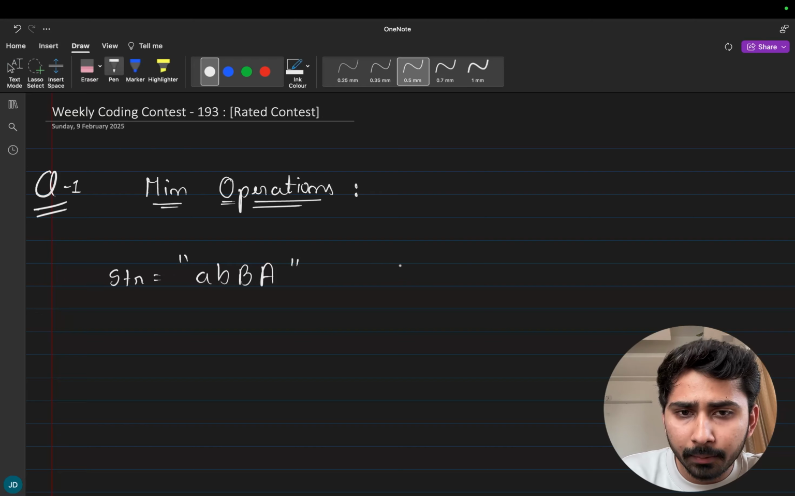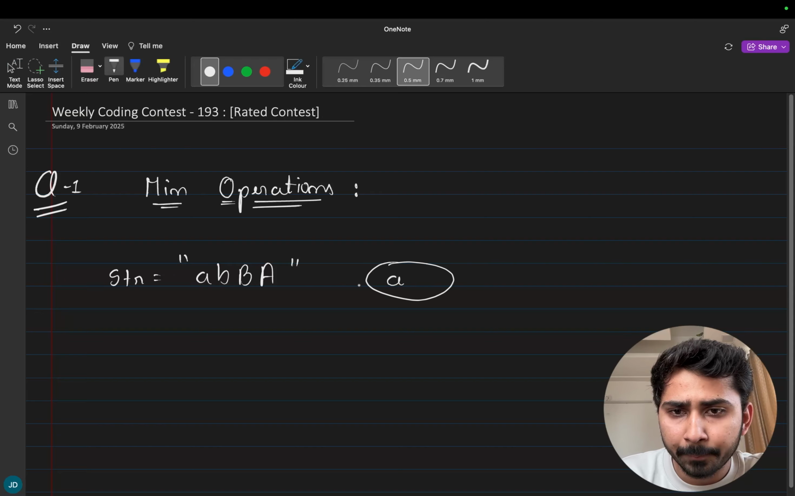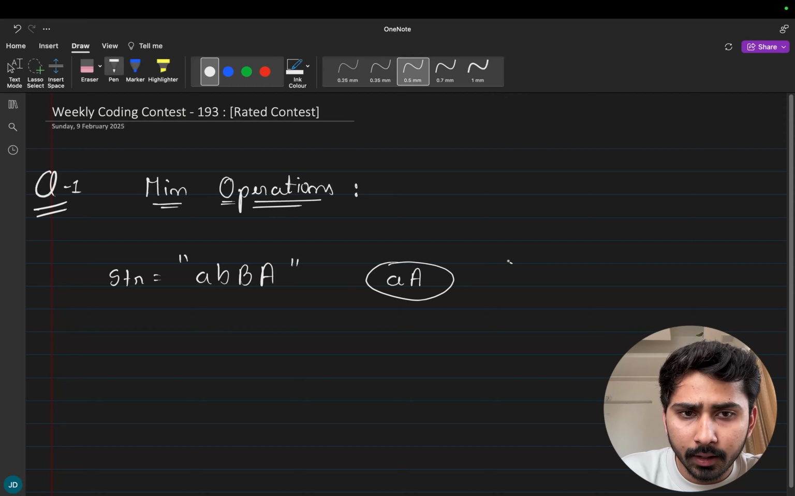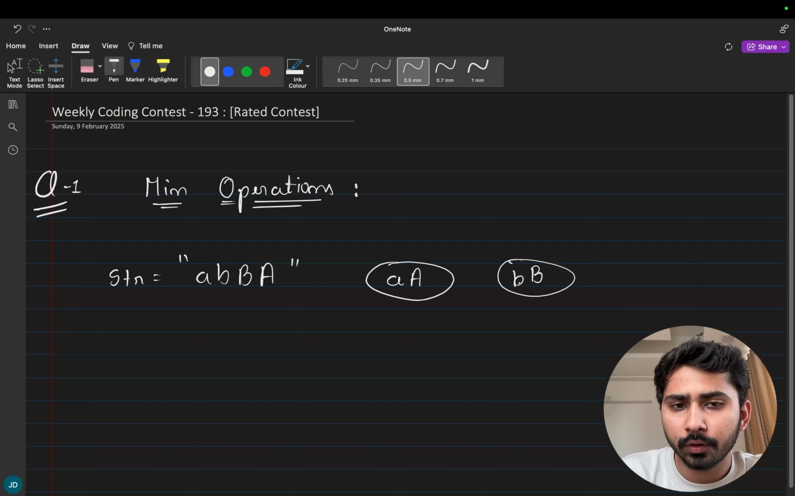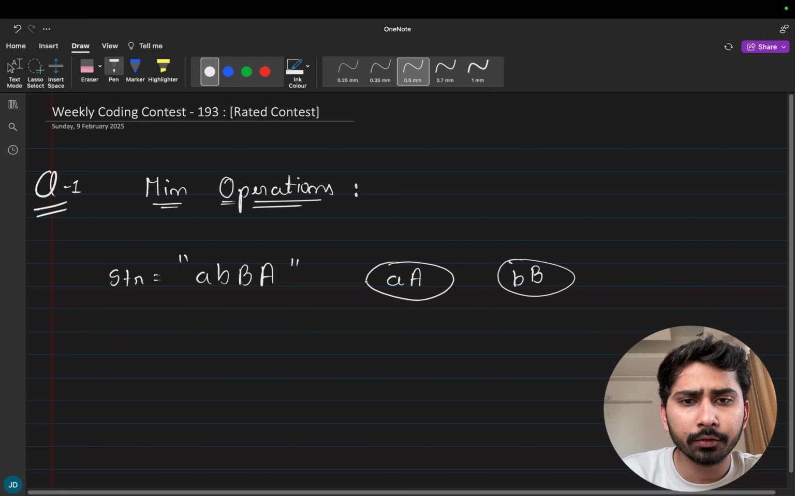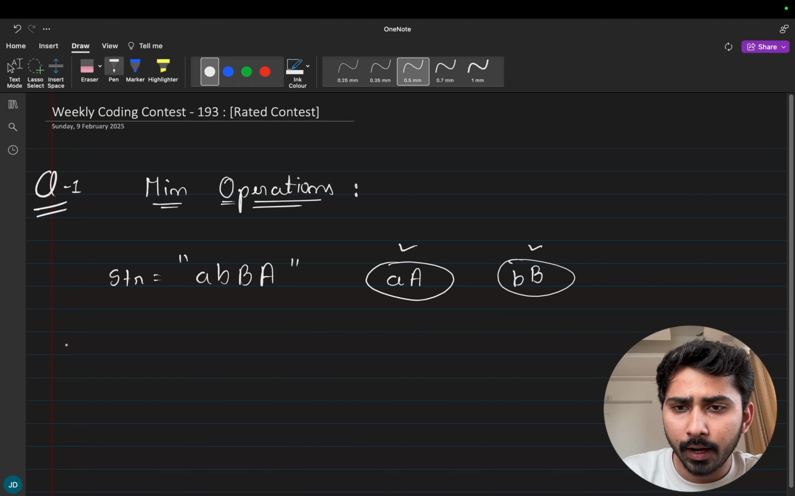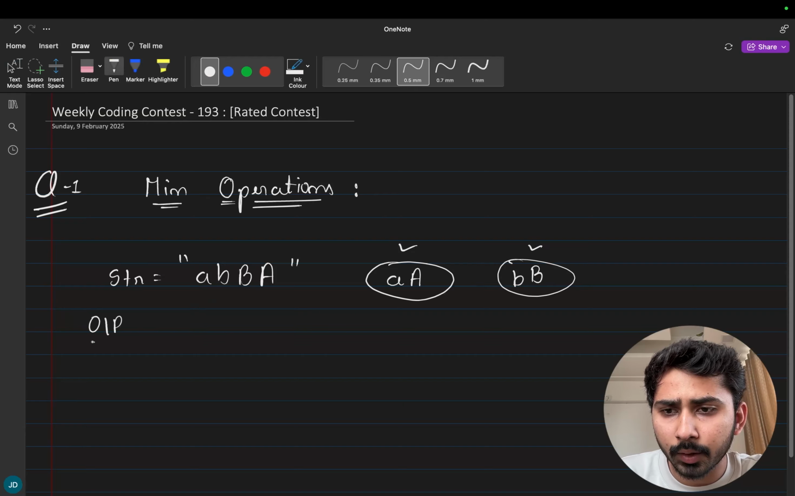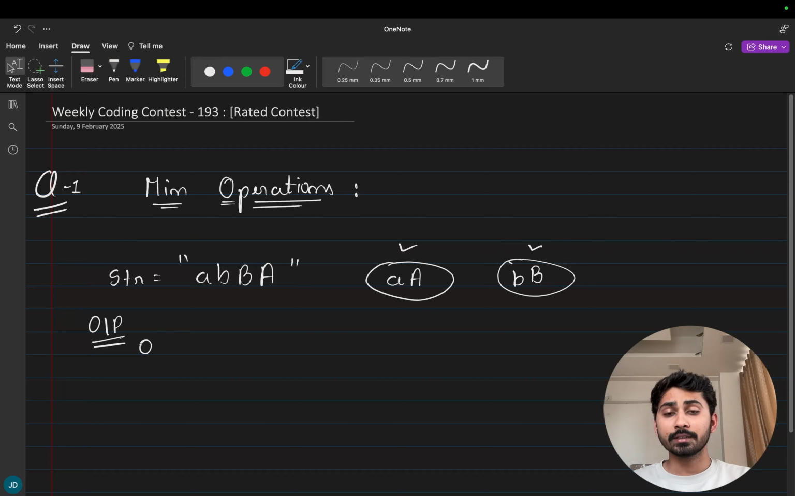So if we see how many pairs we can form over here, we can see there is a lowercase a and that can be paired with an uppercase A, which is already there. And the other pair that can be formed is lowercase b and an uppercase B. So for these given characters, we can form distinct pairs and there is no operation required on any of the characters. So the minimum number of operations required for this given string is 0.